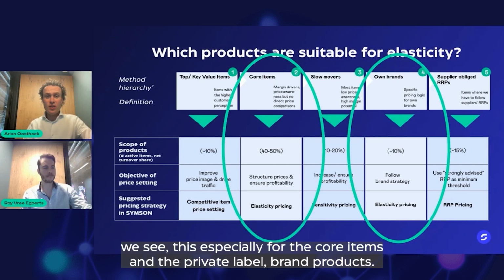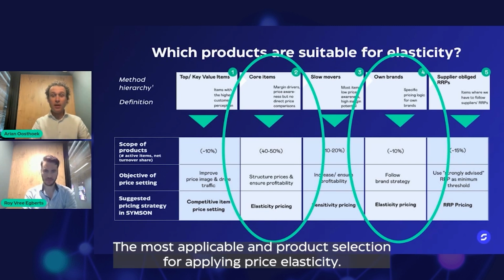So to conclude, we see, especially for the core items and the private label brand products, the most applicable product selection for applying price elasticity.